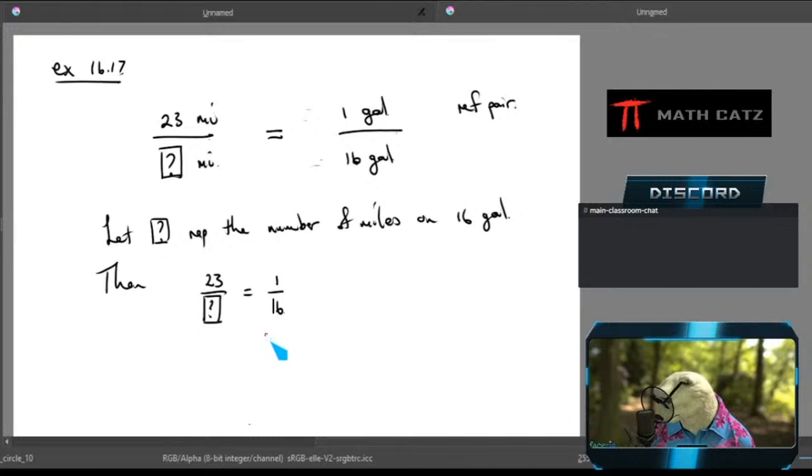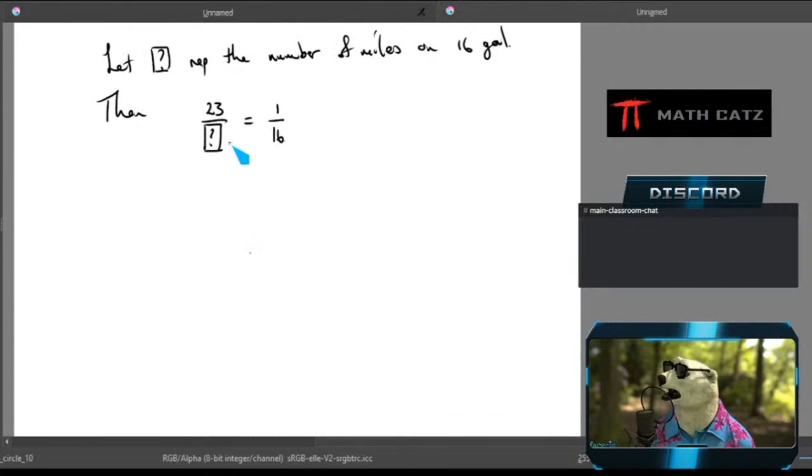There's my equation. Now I identify it as a ratio equation, which means I'm going to cross multiply. That does not mean I cross out the equal sign. It's just a reminder of what I do. 1 times question mark, well, that's just one question mark. I don't need the 1 there. 23 times 16, and I get my answer.